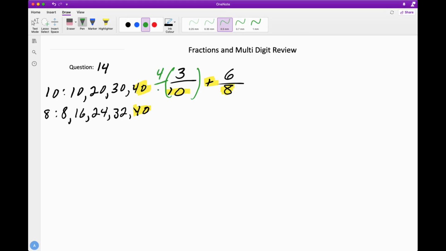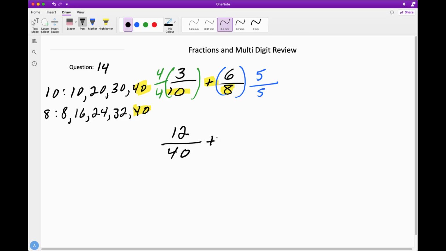So that's 4. So I know I'm going to multiply it by 4 over 4. And 8 times what is 40? That's 5. So I know I'm going to multiply by 5 over 5. Well, 4 times 3 is 12. And 4 times 10 is 40. And then we go ahead and do the other one. 5 times 6 is 30. And 5 times 8 is 40.